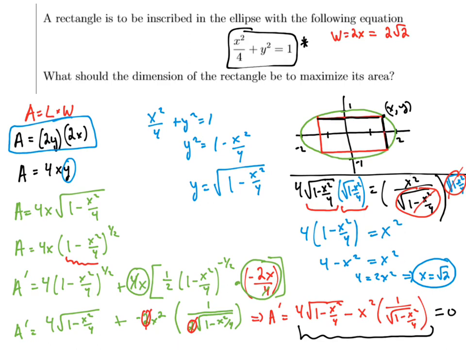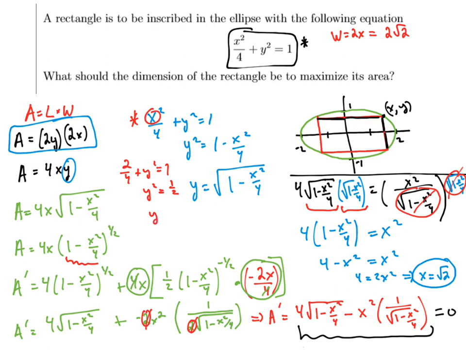And then what I'm going to do is substitute back into one of these first equations to figure out the length. We'll substitute into this equation, where x is square root of 2, so I'm going to substitute that in right here. So square root of 2 squared is 2, so I get 2 over 4 plus y squared is equal to 1. That's going to give me y squared is equal to 1/2.